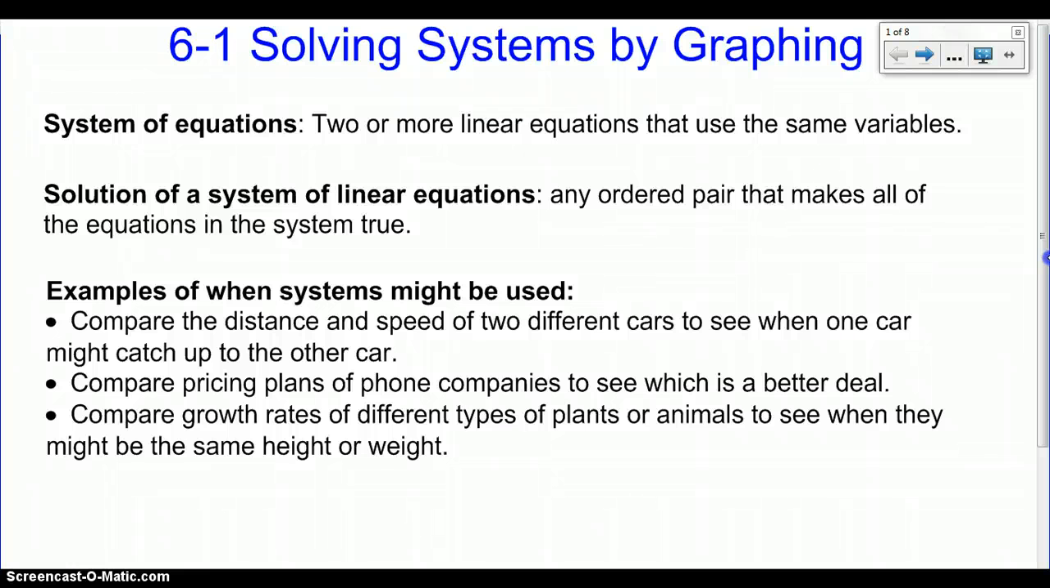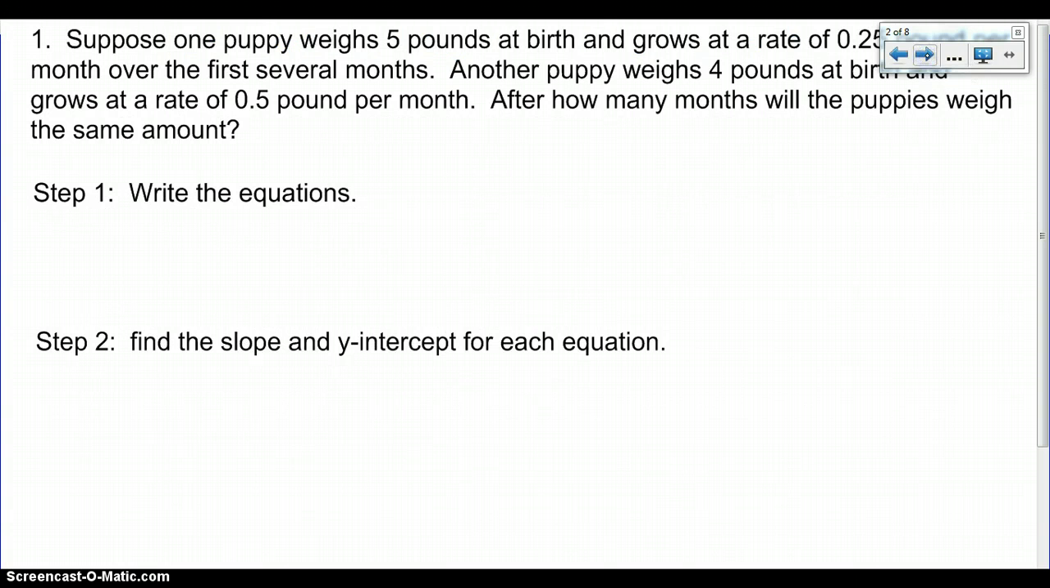intersect. You can read through the examples that you see here of when it might be used for tracking vehicles, phone plans, which cell provider should you use, and then maybe something in biology like comparing the heights or weights of plants or animals. And we'll look at some different types of examples today and how we do this.